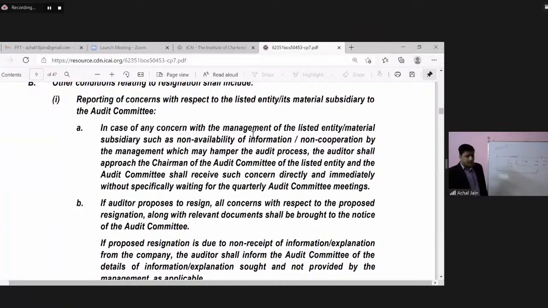Harshad is asking, what is limited review? See, limited review, we can say, is again a kind of attestation for the quarterly results which are required to be submitted to the stock exchange by the listed companies. Instead of getting an audit done for that quarter, they can get this review done. Review, you can say, is a diluted form of audit. Okay.